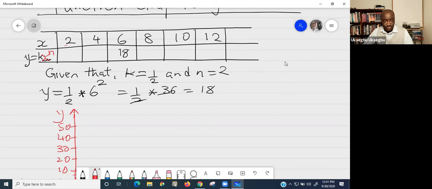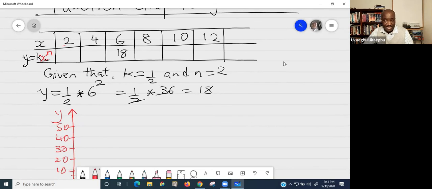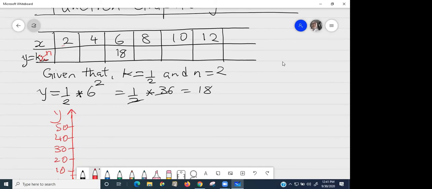Now I'm asking you to do another point, either when x is 2 or when x is 10. It doesn't really matter to me. What matters to me is that you make sure you understand how it is done. So, pick another point.